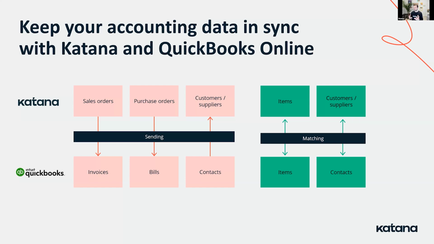So we're having this really tight connection between Katana and the value of inventory that you're holding in QuickBooks, and a really accurate cost of goods sold. So now your financial solution in QuickBooks Online is carrying an accurate value in inventory as well as cost of goods sold perpetually.